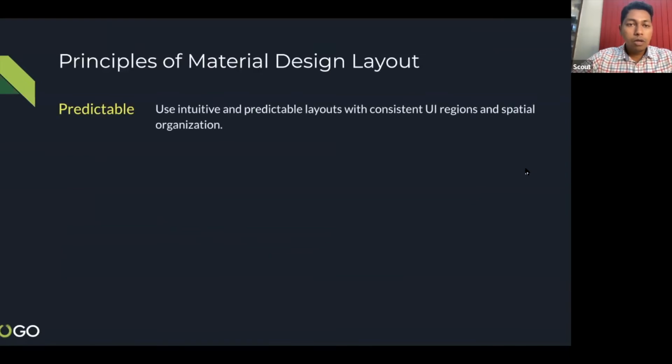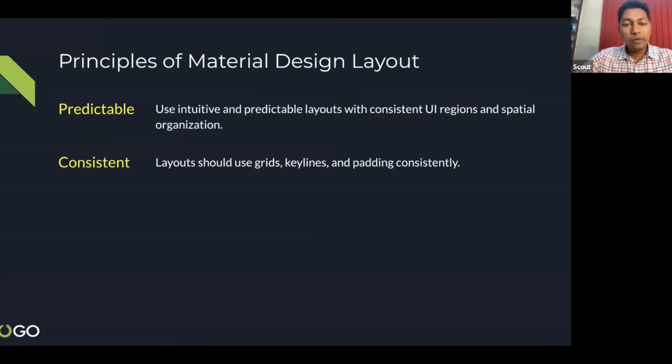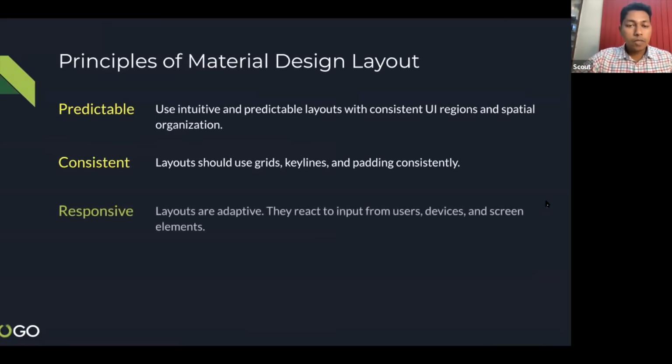There are a few principles of material design I have listed here. It should be predictable, it should be consistent. Whatever UI layout you are designing, that should be consistent throughout, the grids, the paddings and everything. It should be consistent on different screens as well. And the last thing, it has to be responsive. Whatever layout you do has to fit all kinds of devices.